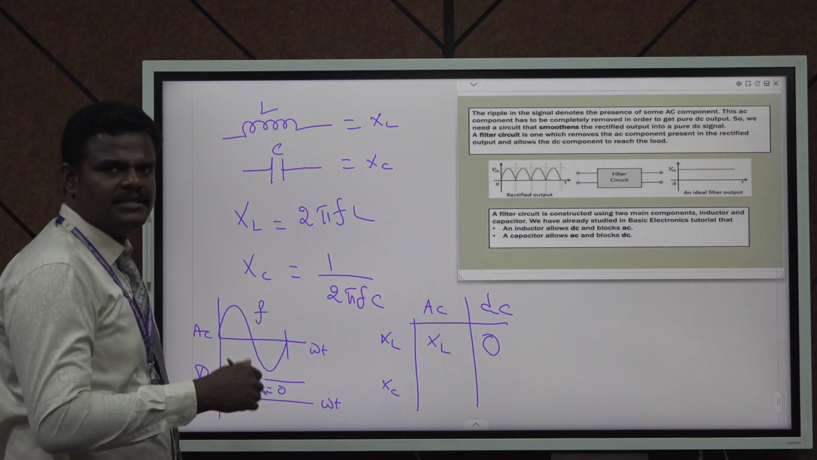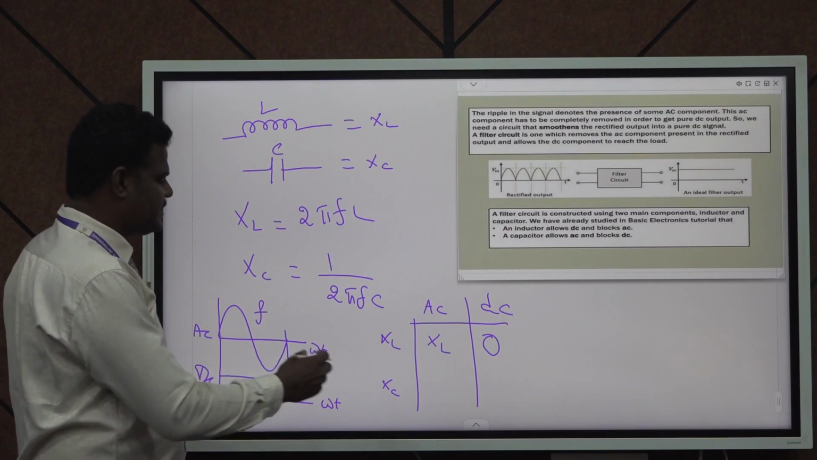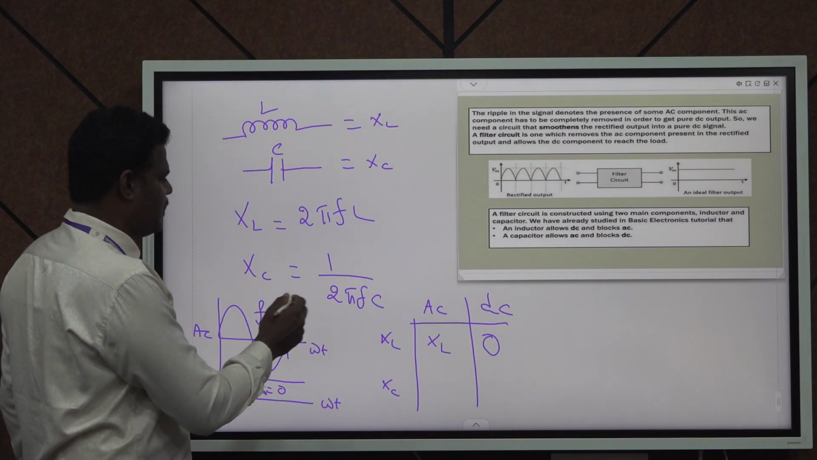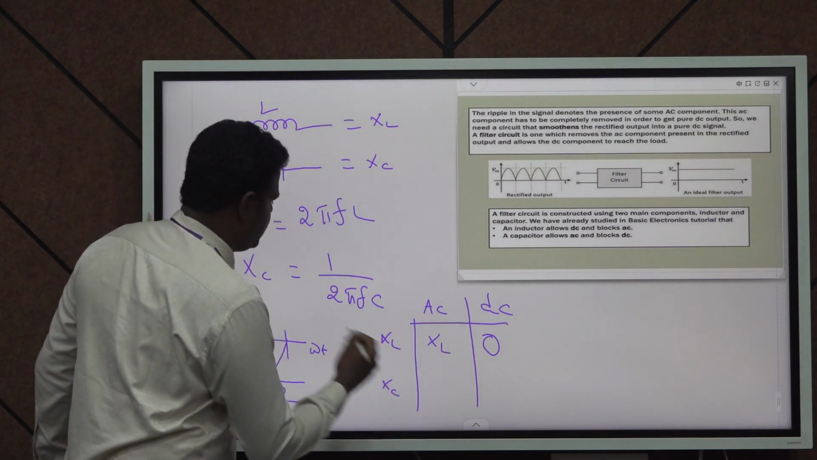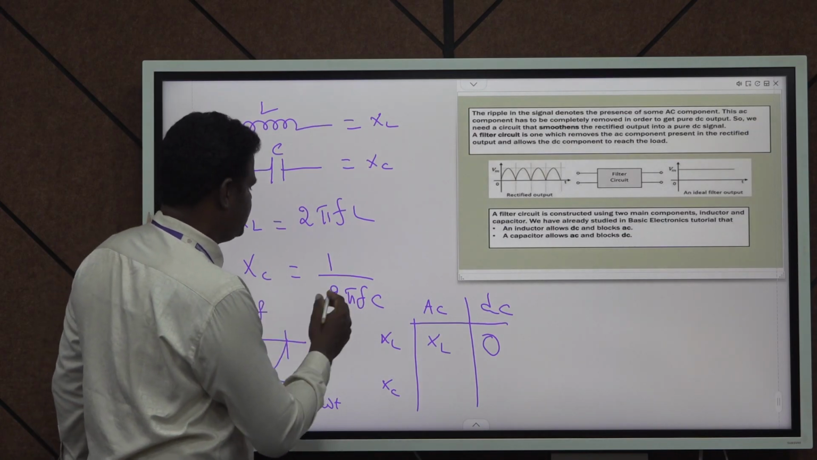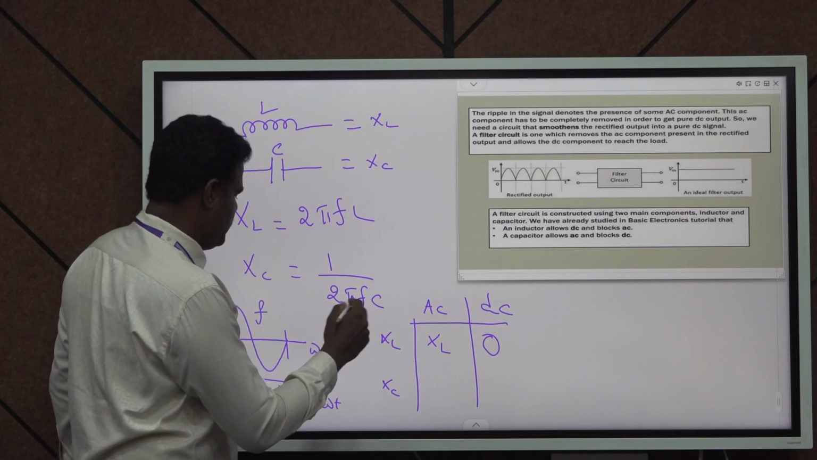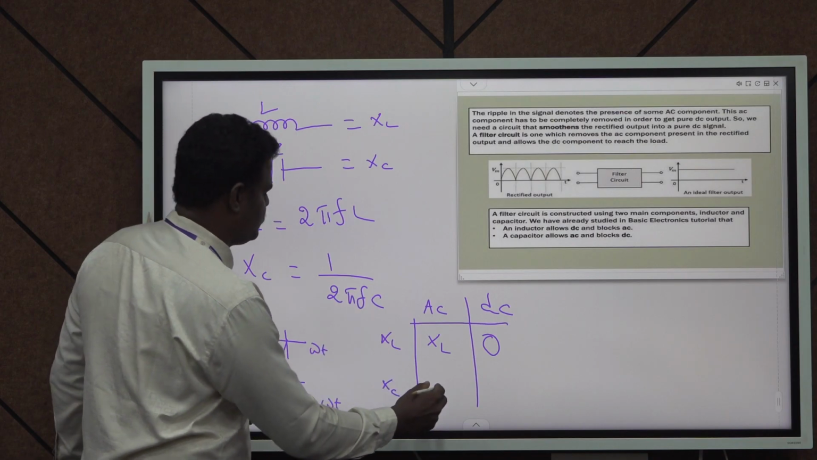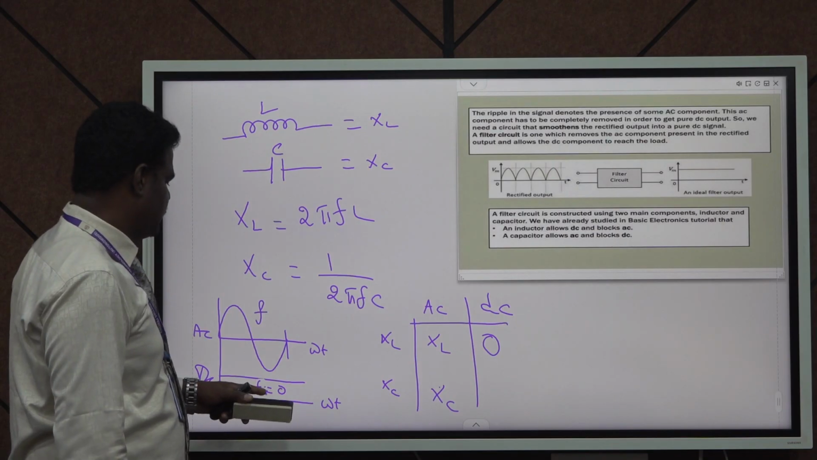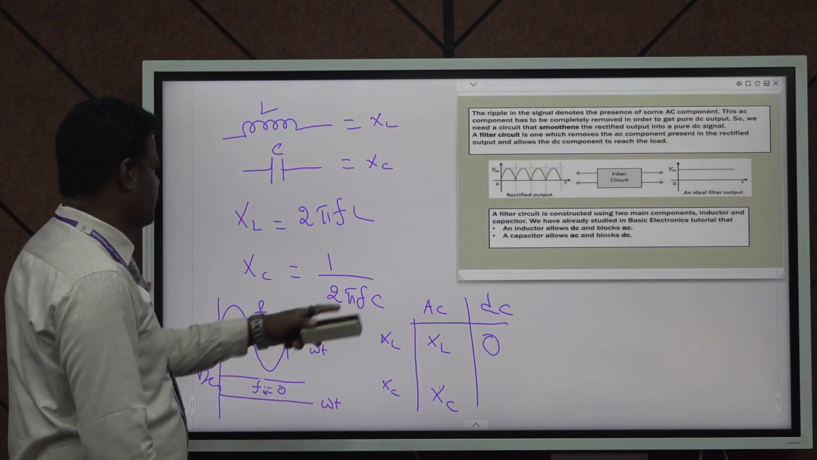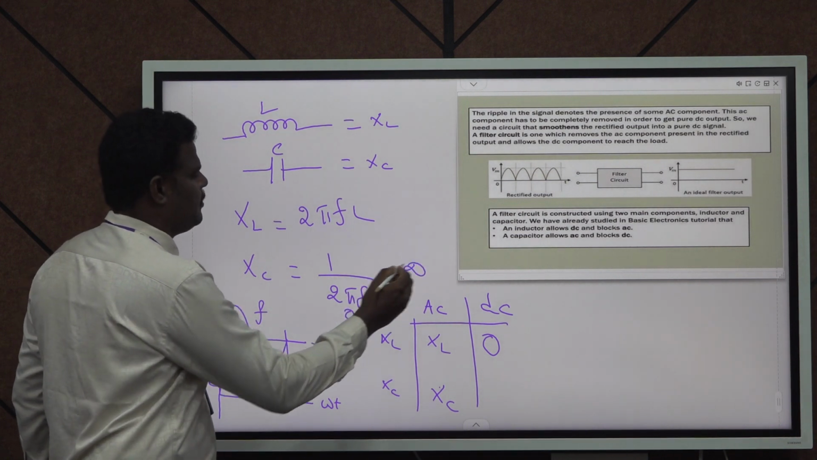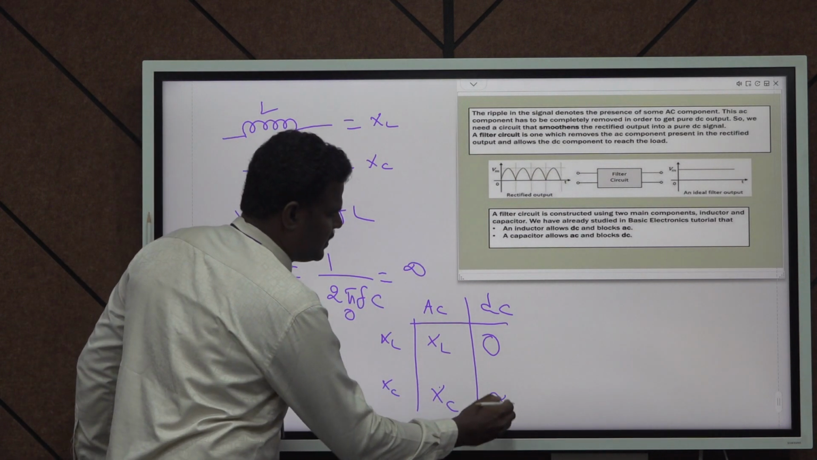Then we discuss the XC value. XC is equal to 1 divided by 2 pi FC. In the first case, the F value is there. Therefore, for AC, XC is equal to 1 divided by 2 pi FC, so the XC value is there. Then for DC, F is equal to 0. If you substitute F equal to 0, we get 1 divided by 0, so the XC value becomes infinite.